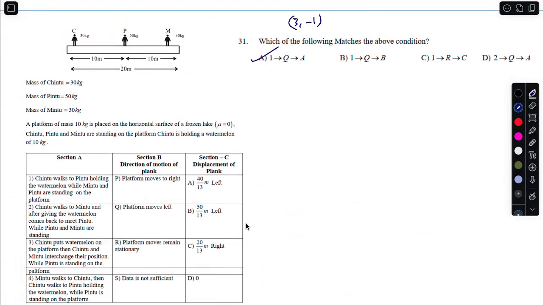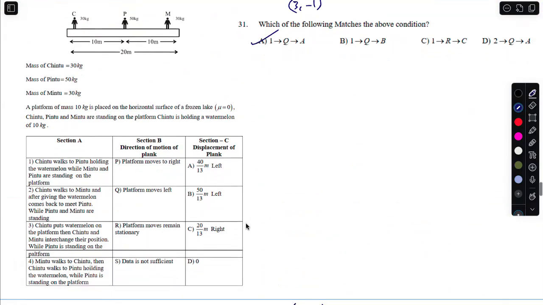How to do this? What to do this? These are all easy questions actually. Which of the following matches the above condition? Same question. What to do in all these things? See, the only thing is that I will write one particular equation.